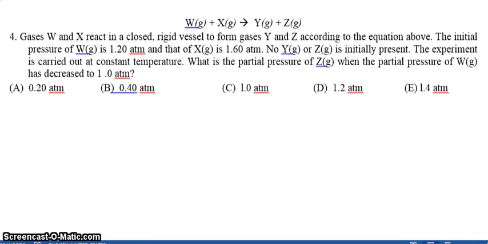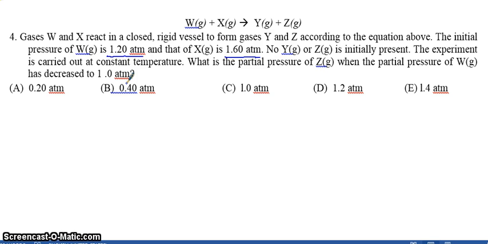And the last one says gases W and X react in a closed rigid vessel to form gases Y and Z according to the equation above. The initial pressure of W is 120 atm and X is 160 atm. No Y or Z is initially present. The experiment is carried out at constant temperature. What's the partial pressure of Z when the partial pressure of W decreases to 1 atmosphere?